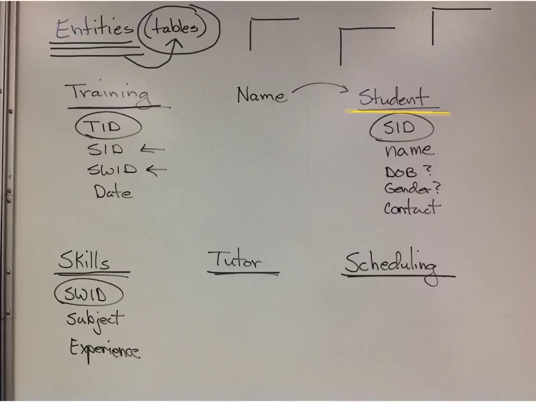This one was easy. They used the term student. People or whatever. Remember, entities: person, place, or thing. So they came up with students. Okay? And then in the student, we came up with, not all of them, but some of the attributes. Student ID, the name of the student, date of birth, gender, how to contact the student.